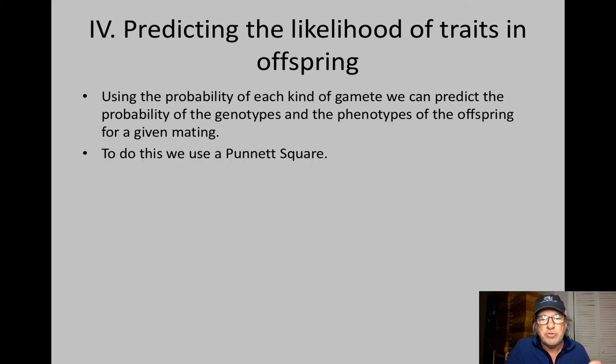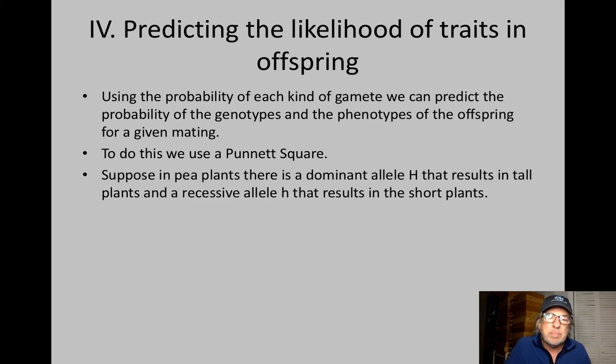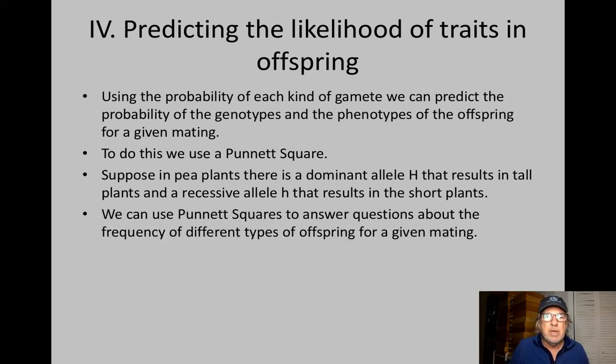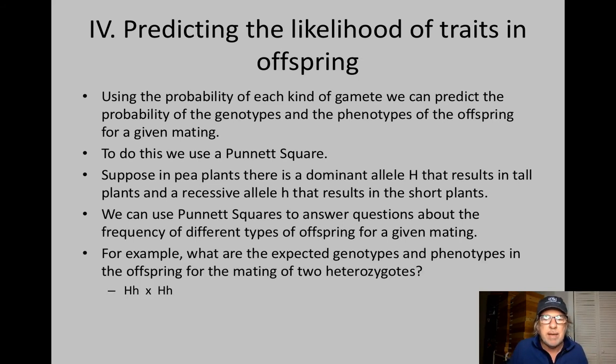To do this, we use a Punnett Square, or perhaps better called a Punnett Table. So, for example, suppose in pea plants there is a dominant allele, big H, that results in tall plants, and a recessive allele, little h, that results in short plants. We can use these Punnett squares to answer questions about the frequency of different types of offspring for a given mating. For example, what are the expected genotypes and phenotypes in the offspring for a mating of two heterozygotes, big H, little h, by big H, little h?